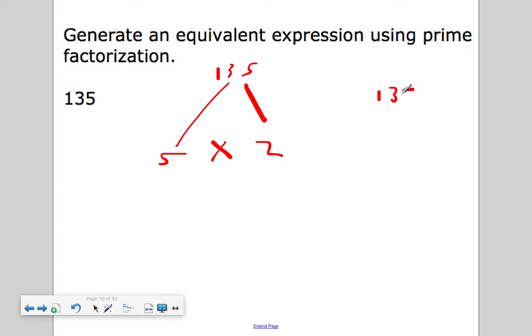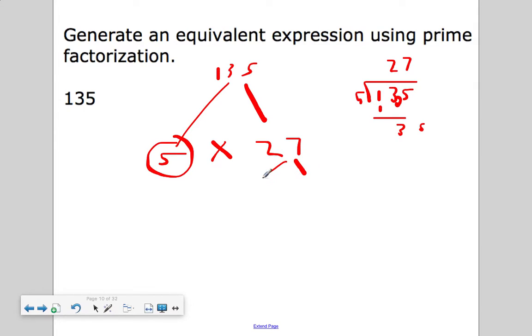So let's divide this by 5. It goes in 2 times, which is 10. That's 35. That goes in 7. Oh, so it's 5 and 27. I circle 5 because I cannot find any other factors for 5 other than 1 times 5. So it's 5, and it's prime.